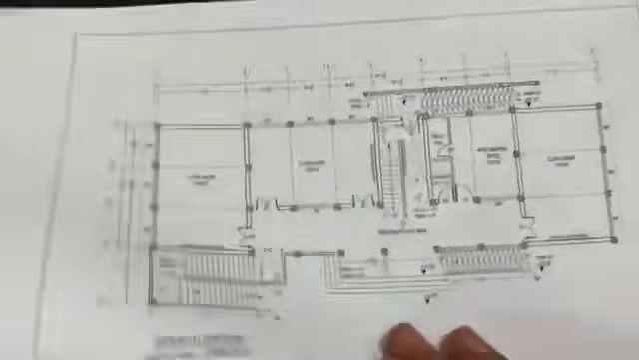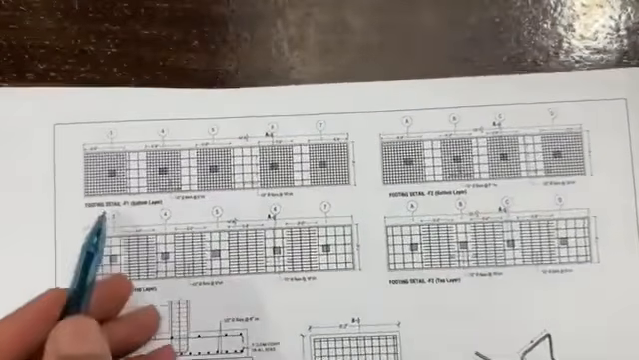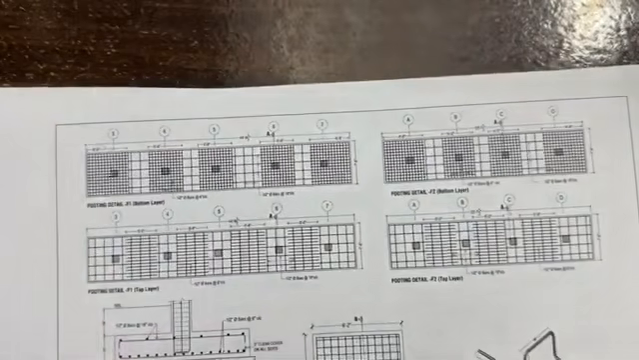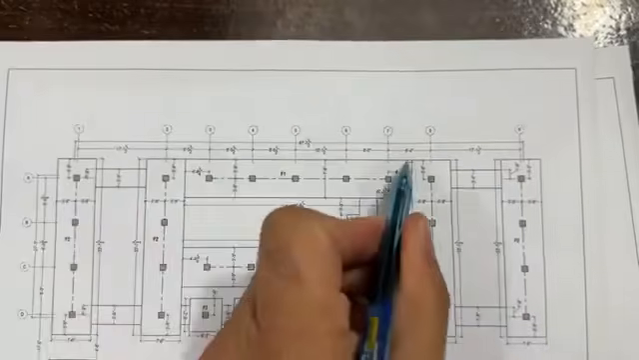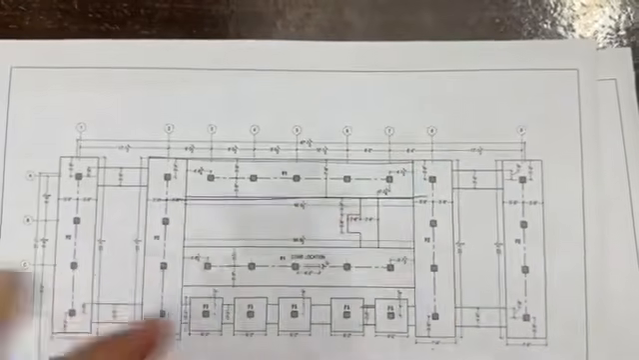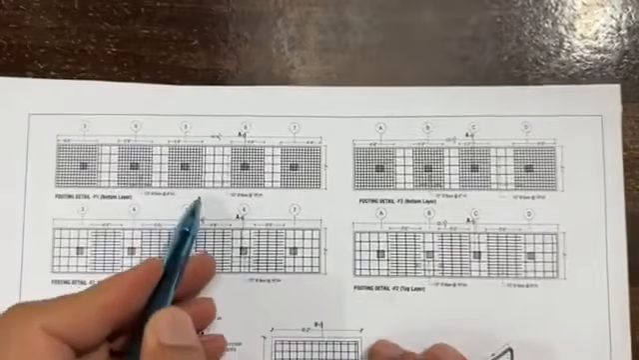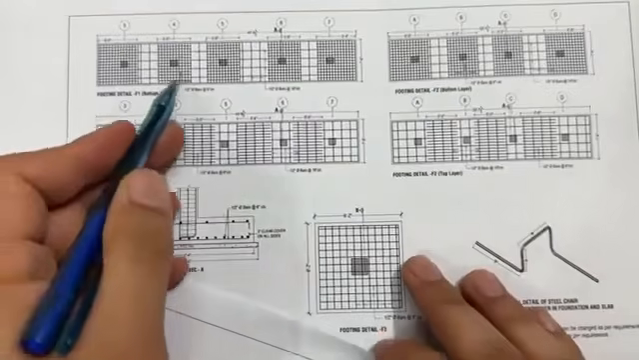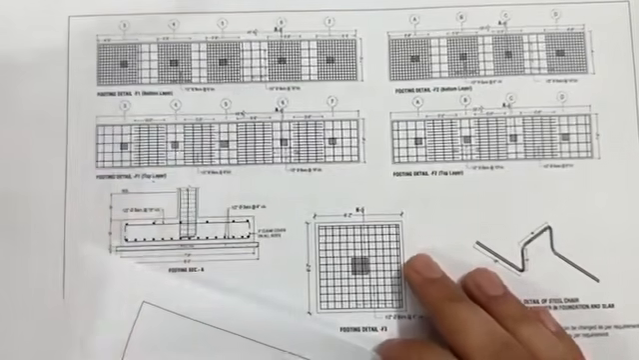Now the main thing is the footing detail F1. Where is F1? You will find F1 here. Look here, this is F1. For this F1 you can see these details, the steel reinforcement, etc. Let me guide you properly. This is the bottom and this is the top layer, especially for the main bars and distribution bars.